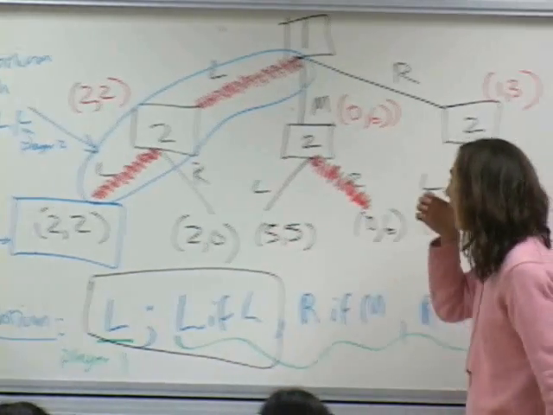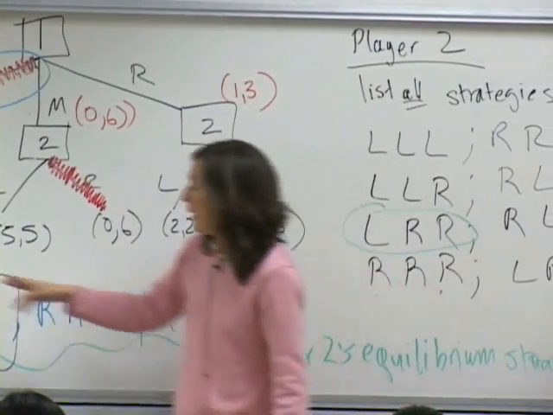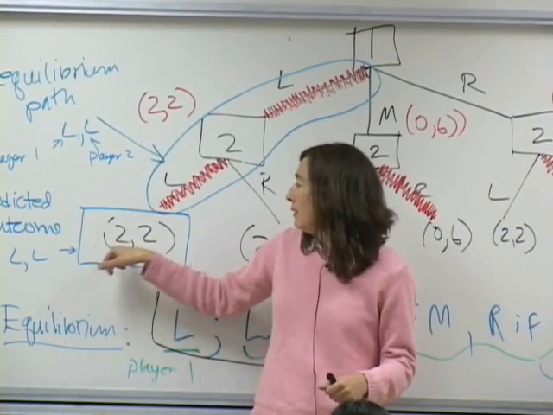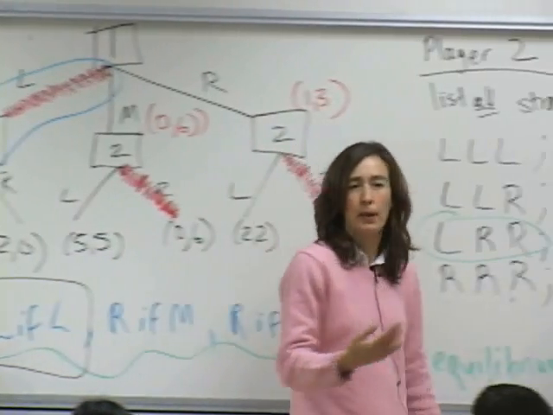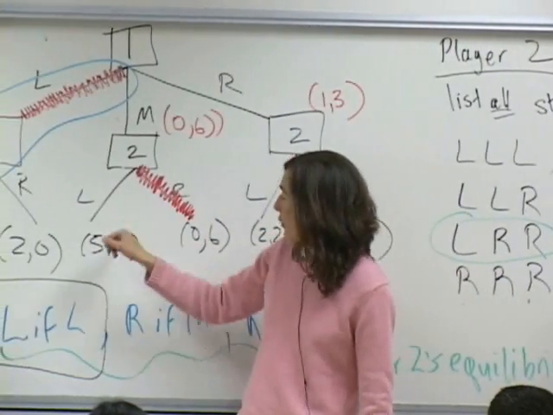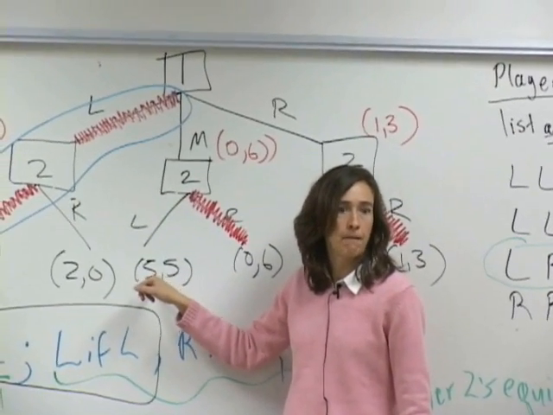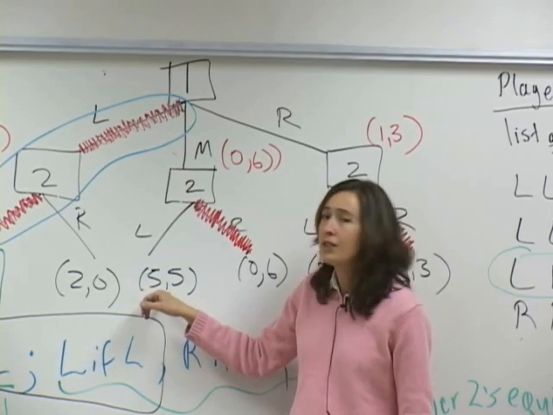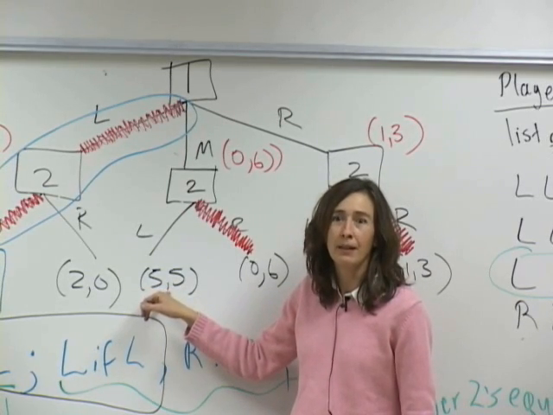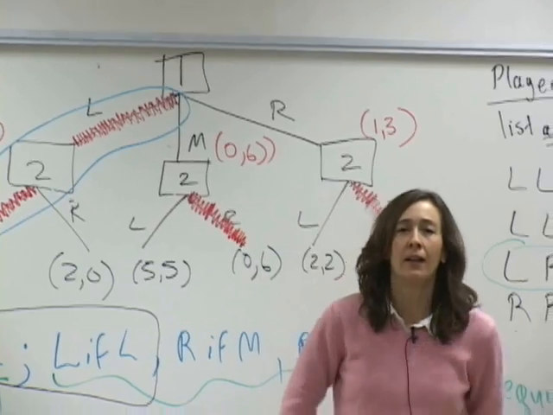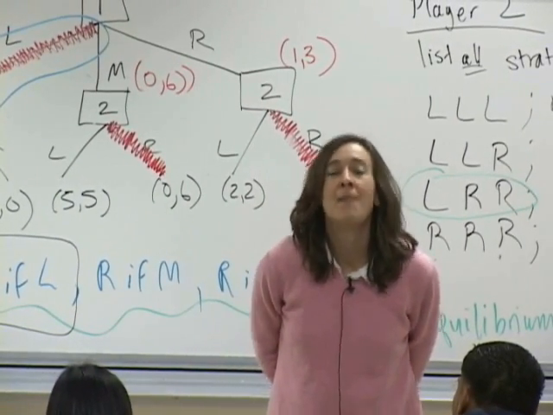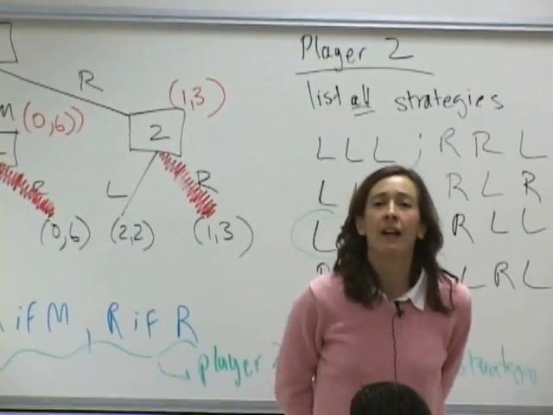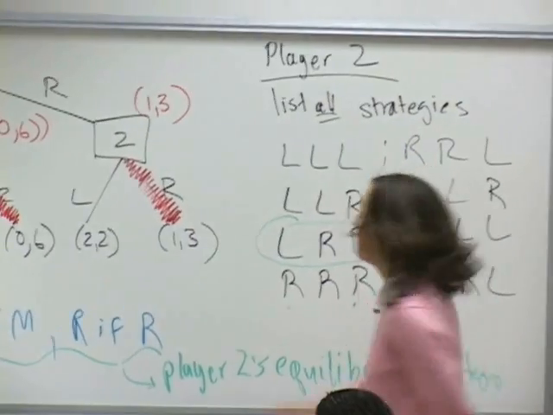You might be looking at these payoffs and noticing that the equilibrium payoff, 2, 2, doesn't necessarily seem to be the best choice for player 1. If player 1 chose middle, there is this payoff of 5 for her right here. So you're thinking, why doesn't player 1 choose middle? You tell me. Why doesn't, yes? Because it gives player 2 the opportunity to choose right. What's your name back there? Tiffany. Tiffany got it exactly right.